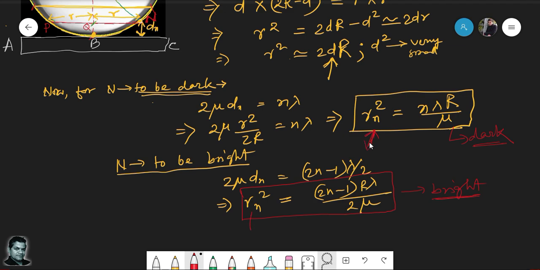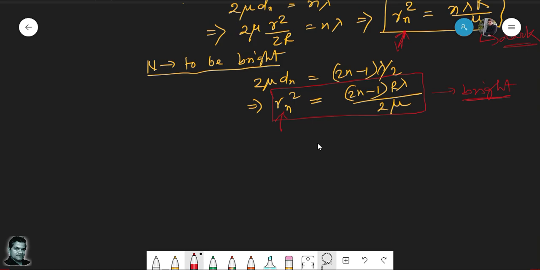Now generally in the Newton's ring experiment we don't talk about the radius, we talk about the diameter. Correspondingly, the diameter is just double the radius. So if these are the rings, then for the nth ring, the diameter Dn is equal to 2 rn, and you place this into these two conditions.